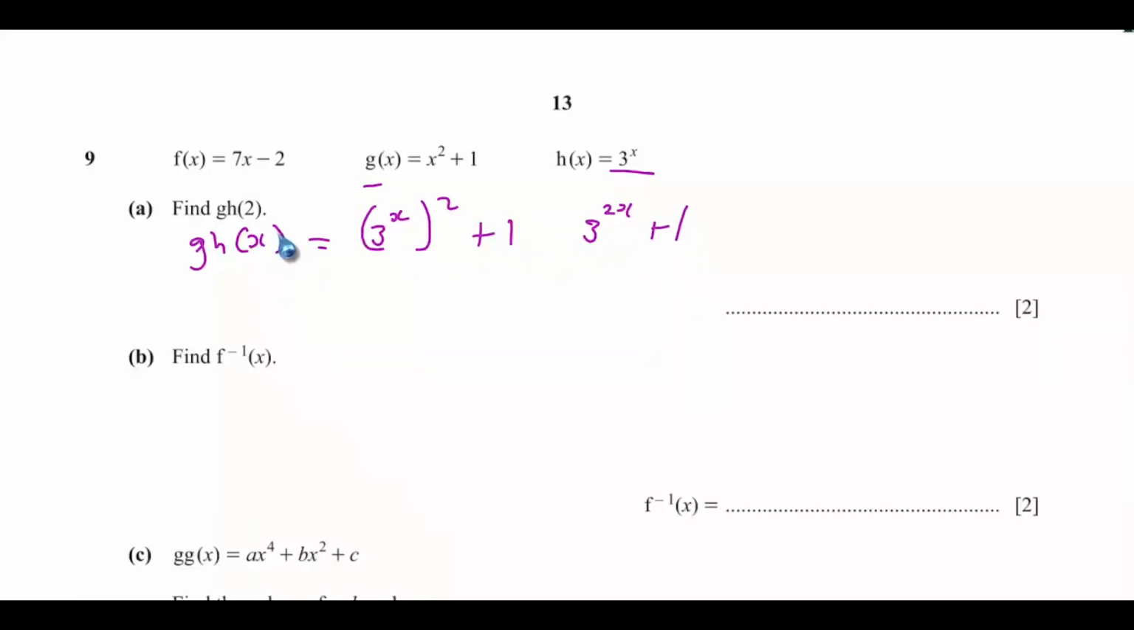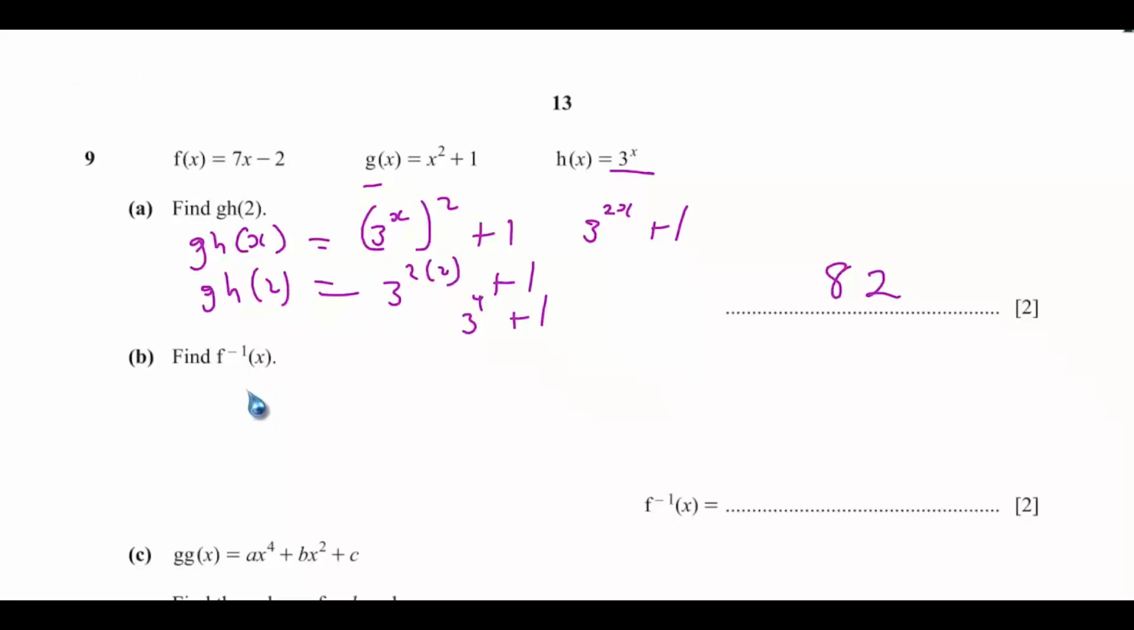Then we can easily get gh of 2 now, since we have gh of x. Anywhere we see x, we put in 2. So this will be 3 to the power of 2 into 2, that's the value of x, plus 1. So this will be 3 to the power of 4 plus 1. 3 to the power of 4 is 81. 81 add 1 will be 82.